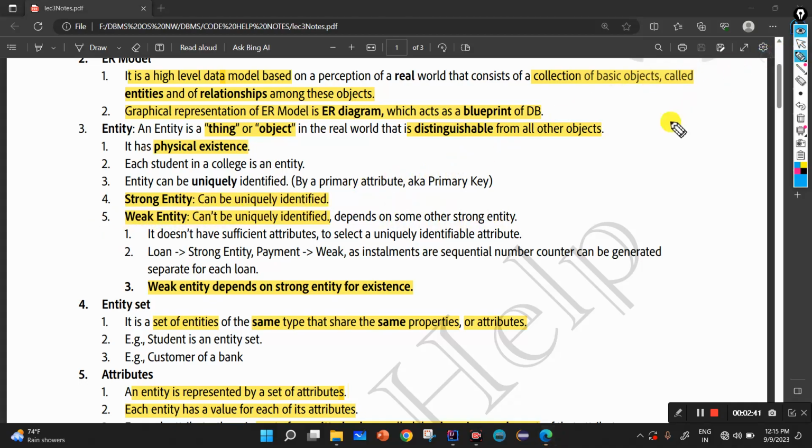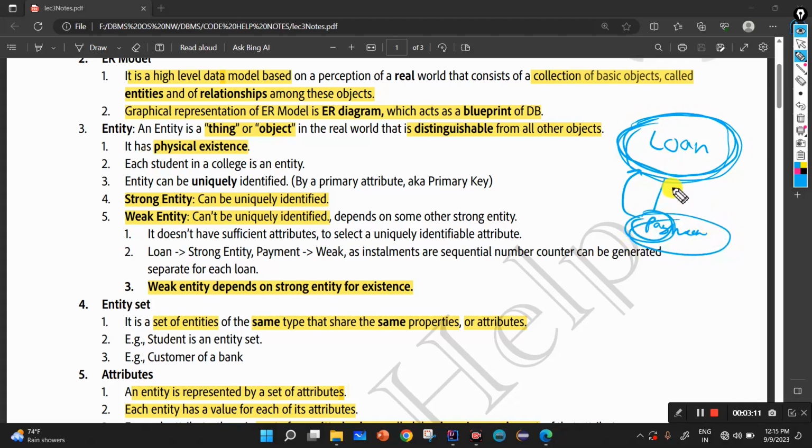For an example, suppose loan. Loan is a strong entity. Okay, it is uniquely identified. Which type of loan or which loan number, this kind of things are strong entities. But what are weak entities? Payment, loan payment, because it depends on loan. If you do not take the loan, why are you paying? Got it? So first you have to take the loan, then only you have to pay the loan. So payment is a weak entity. Payment is weak, loan is strong.